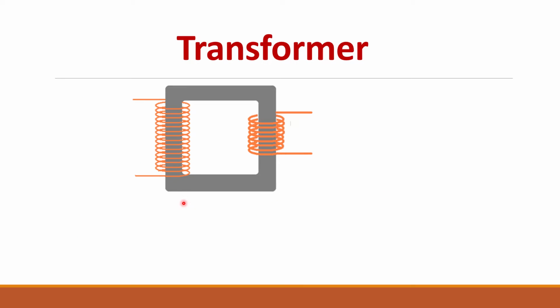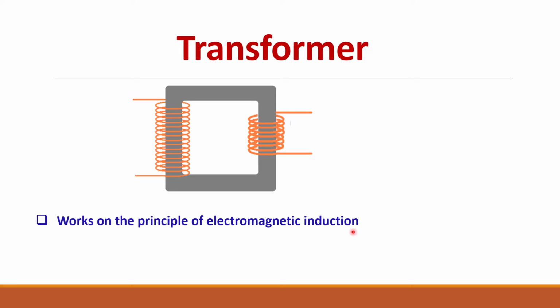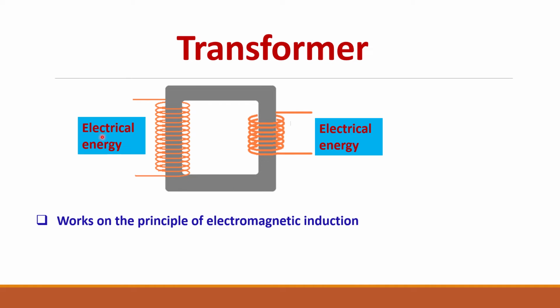The transformer works on the principle of electromagnetic induction, that is based on Faraday's law. According to Faraday's law, whenever there is a rate of change of flux, an EMF will be induced. Since we are giving electrical input, that is an AC sinusoidal voltage to the primary winding, the flux will also be sinusoidal. Due to the change in the flux, an EMF will be induced. So we will get an electrical output. Our input is electrical, and the output is also electrical.